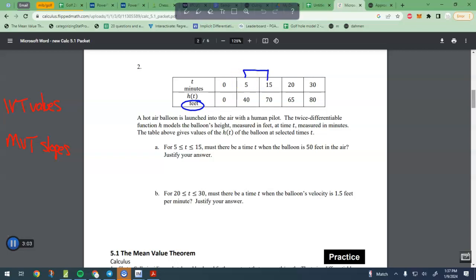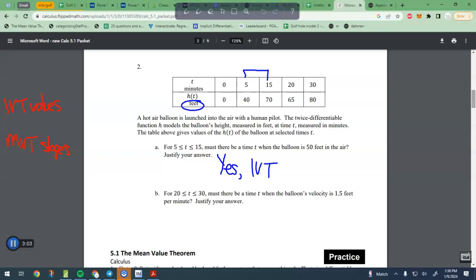Well, at the beginning it was 40, at the end it was 70. I can't get from 40 to 70 without crossing through 50, so yes, there must be a time. Why? That's the IVT. Because we're just looking at the actual values. We went from a y value of 40 to a y value of 70. You can't skip heights in the air. That's the intermediate value.